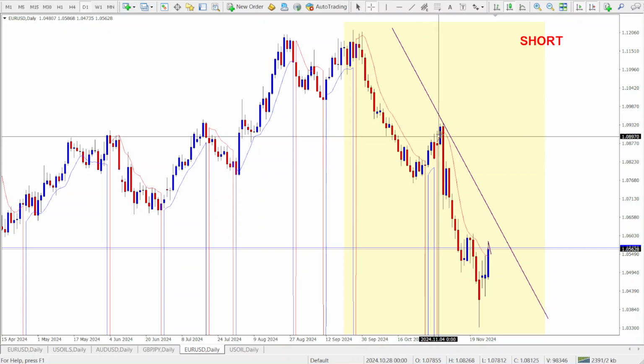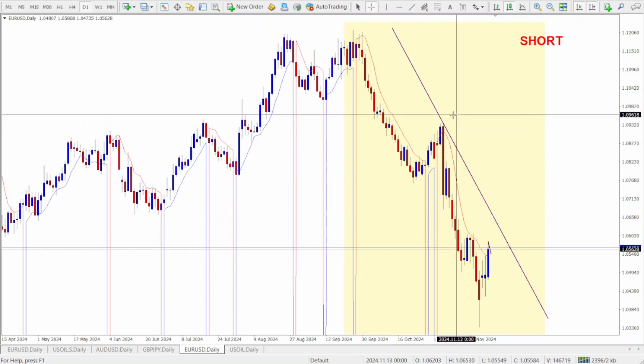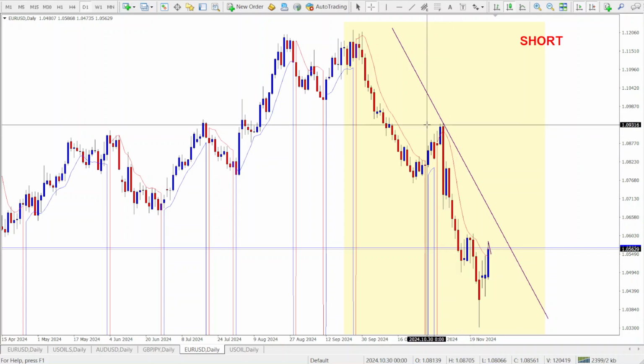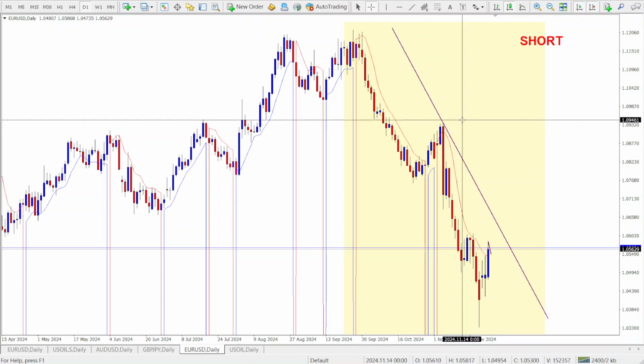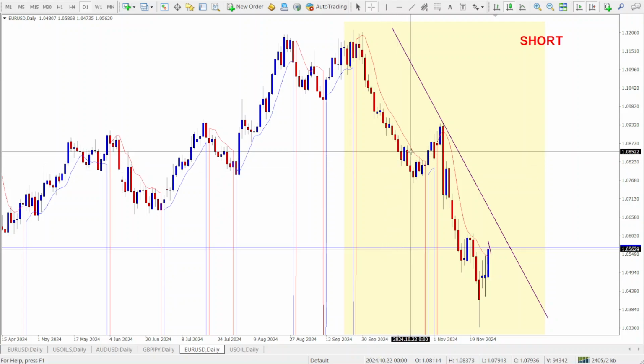But if you enter after this pullback, then your stop loss can be here, because this has become the new nearest swing high. All right, so I hope it's clear. Whenever you want to enter a trade, remember that risk management is necessary so that you will not neglect the ideal place to set your stop loss.